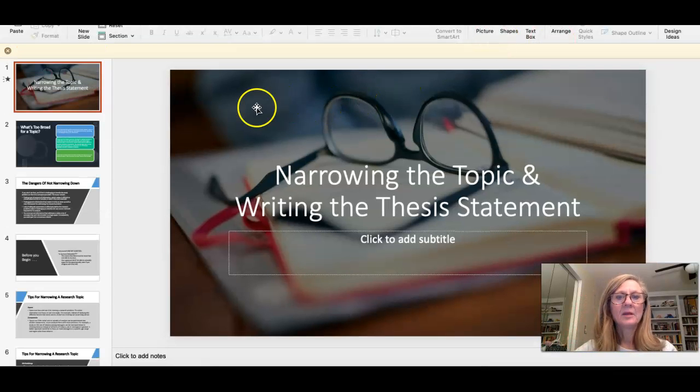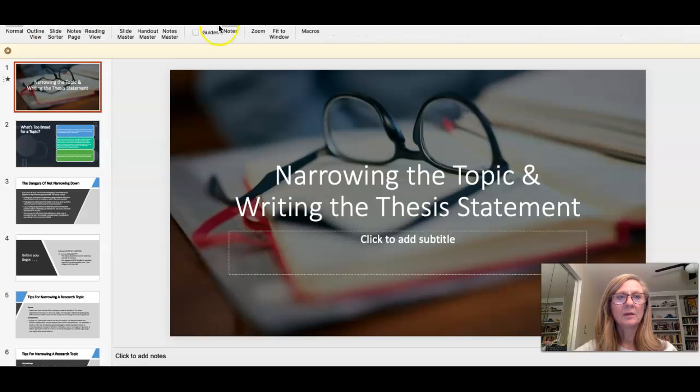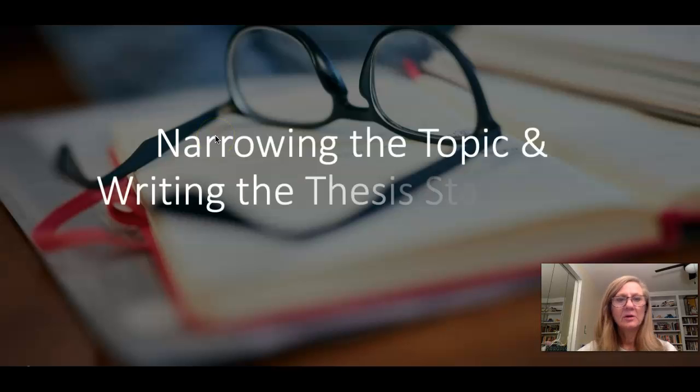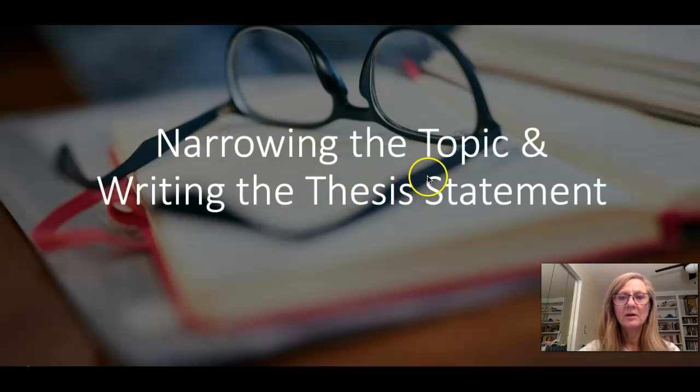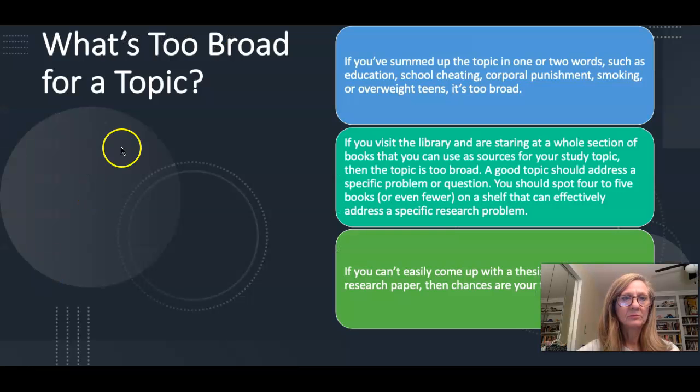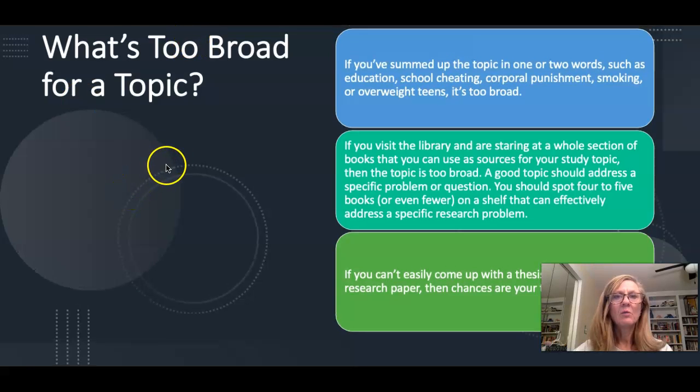All right, I'm going to put it in slideshow from the beginning. Very good. So we're going to talk about narrowing the topic and writing the thesis statement. Slide 1 covers what's too broad for a topic.